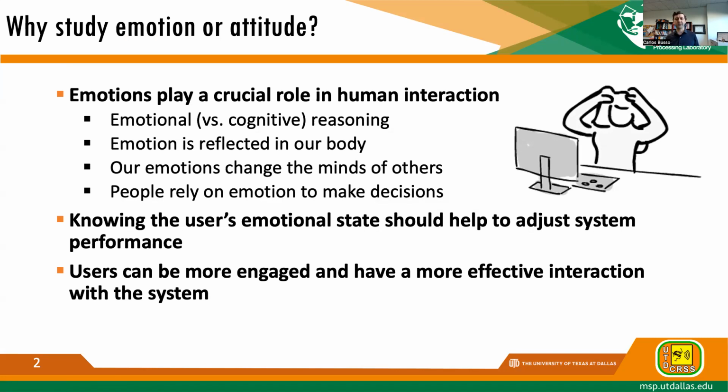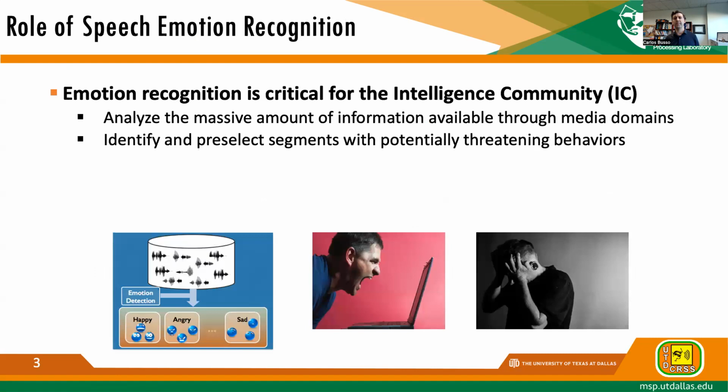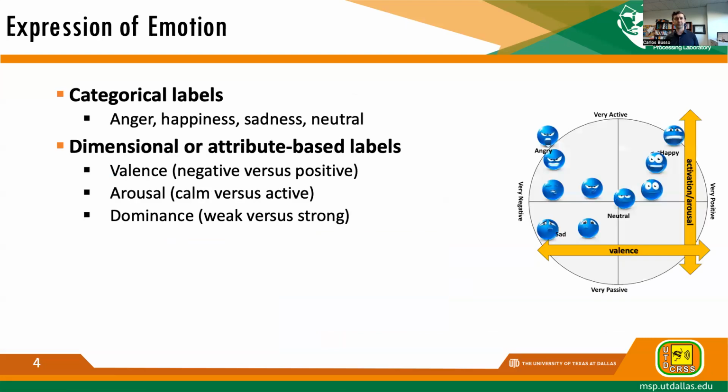As we build human-computer interaction systems, it's important that we take emotions into consideration to build systems that are more engaging. From the perspective of the intelligence community, recognizing emotion is very important. We believe that as we encounter a massive amount of data that has to be analyzed, having tools that can potentially identify threatening behaviors is very important. And in this context, emotion recognition is very useful.